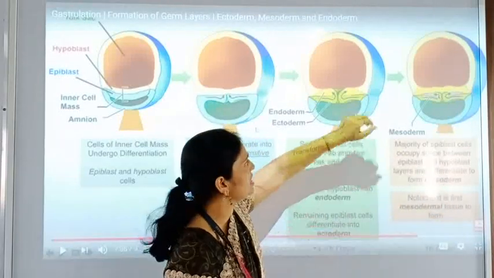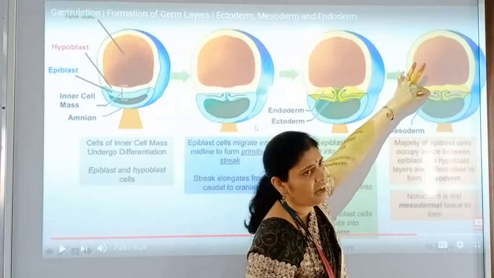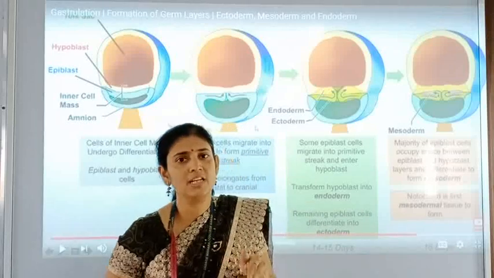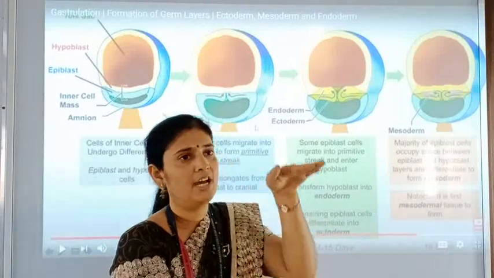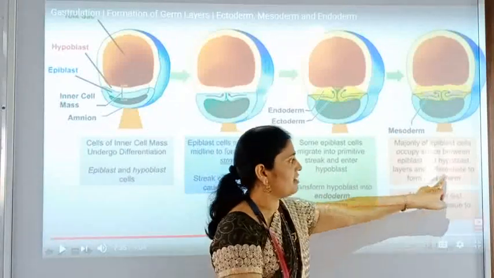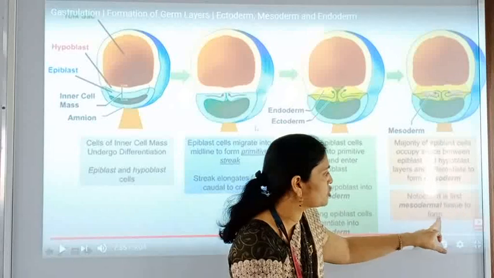So what happens here? The majority of the epiblast cells occupy space between the epiblast and hypoblast. म्हणजे काय होतं की काही epiblast cells ह्या epiblast आणि hypoblastच्या मध्ये जाऊन बसतात. And these cells are later differentiated into mesoderm, and notochord is the first mesodermal tissue to form.